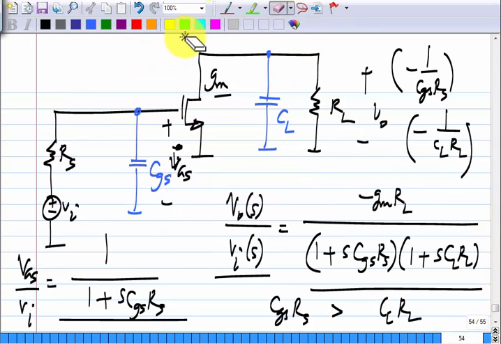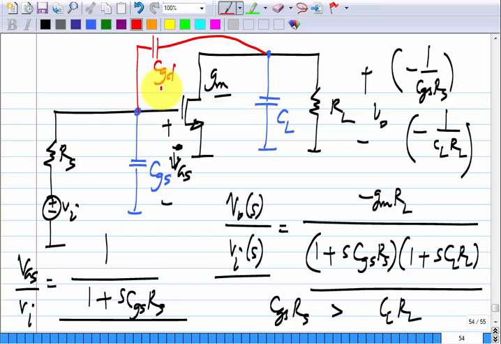So now, let me also introduce CGD. What happens to the transfer function? What will be the order of the transfer function? Third order? First order? What is the highest possible answer you could give? 3, since there are only 3 capacitors. If you say more than 3, then there is something wrong. But what is the answer?